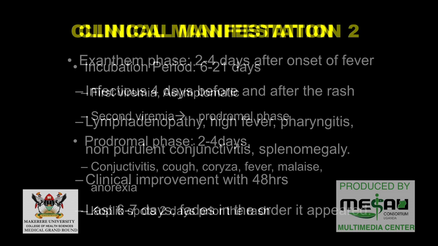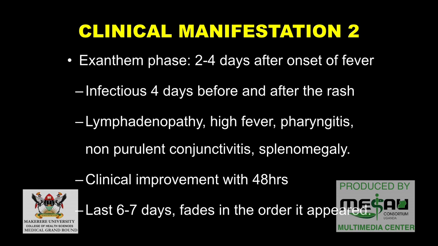Then the exanthem phase is about 2 to 4 days after the onset of fever. A patient in this phase is infectious 4 days before the rash appears and 4 days after the rash appears, and also has other features like lymphadenopathy, high fevers, pharyngitis, non-purulent conjunctivitis, and splenomegaly. Clinical improvement after the rash has appeared occurs within 48 hours, and the rash can last up to 6 to 7 days, and it fades in the order that it appeared. We know the measles rash is in a cephalocaudal fashion.